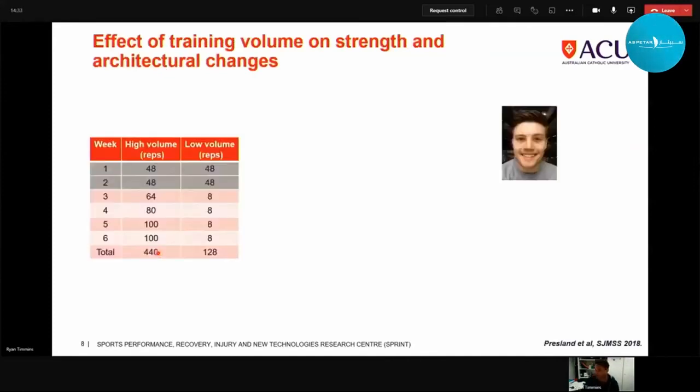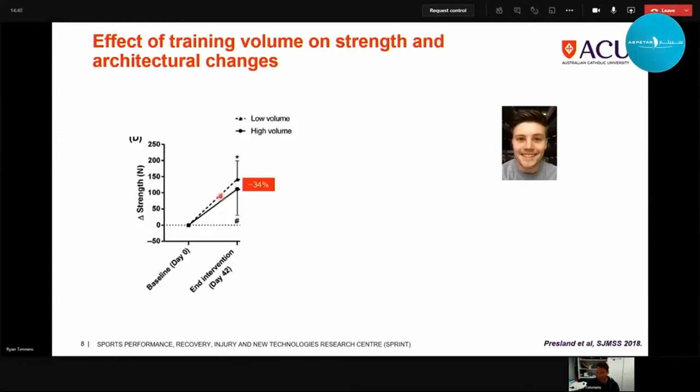So some evidence we've got is from some training we've done here in Australia, from Joel Preslin's research in 2018. We compared a high volume Nordic training exercise intervention to a low volume intervention and looked at strength and structural adaptations as a result. The high volume group did much more than what we actually saw in the Scandinavian group, and we actually saw a 34% improvement in strength and basically no difference between the groups. So doing high volume or low volume, you can still get stronger.